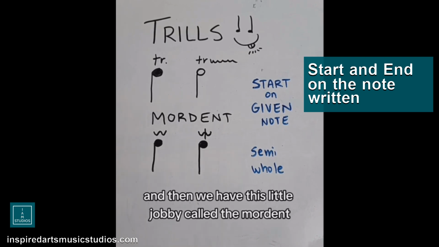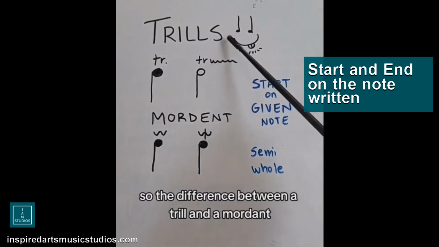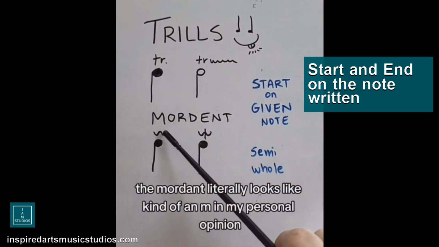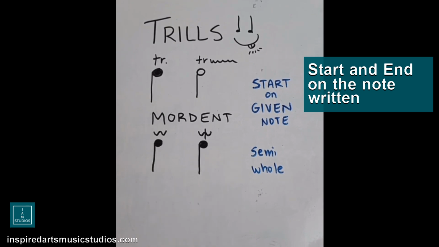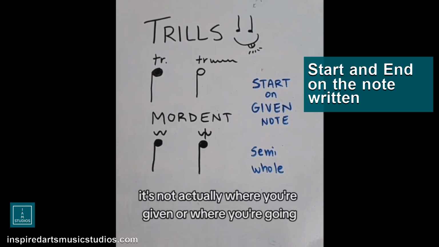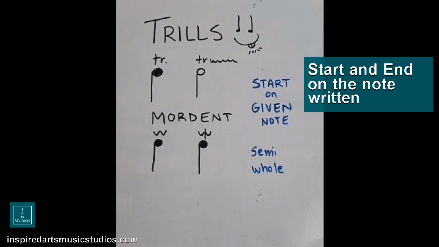And then we have this little jobby called the mordant. So the difference between a trill and a mordant: the mordant literally looks like kind of an M, in my personal opinion, and it's a flicker. It's not actually where you're given or where you're going. It's just a little flicker.